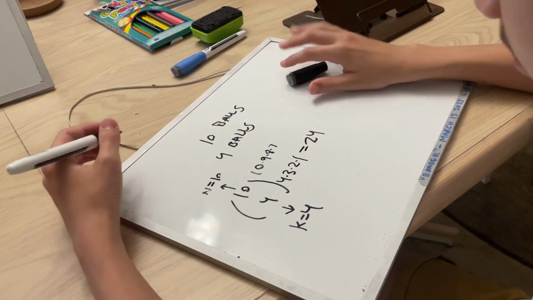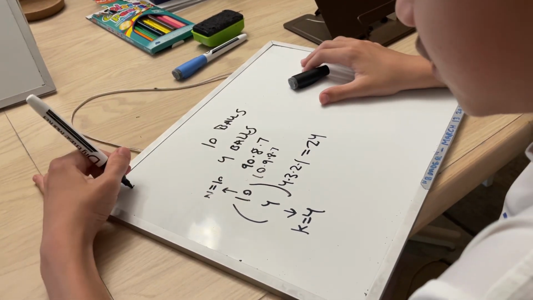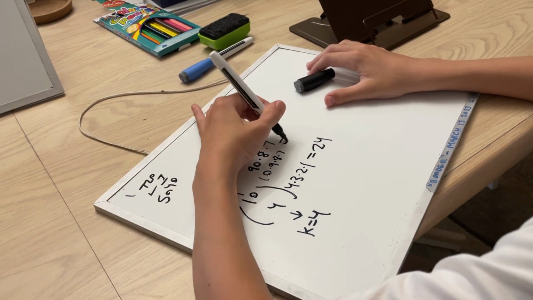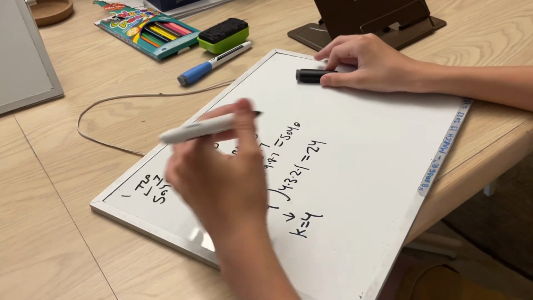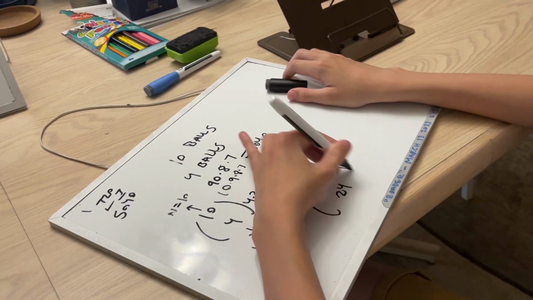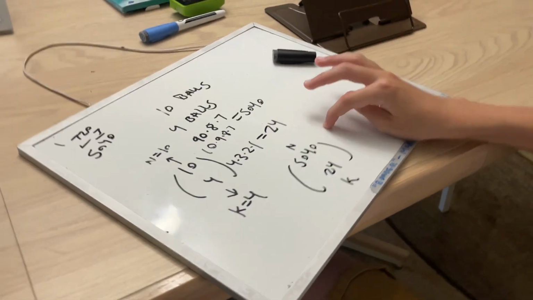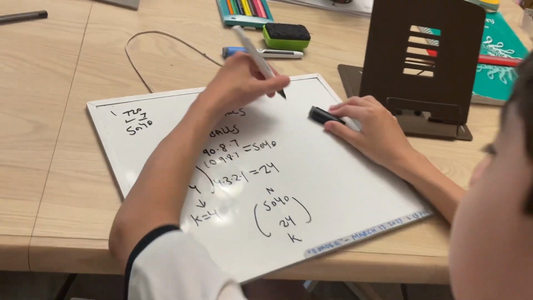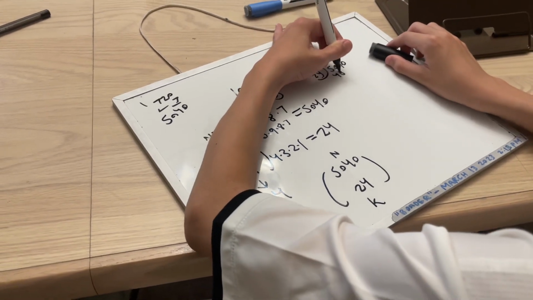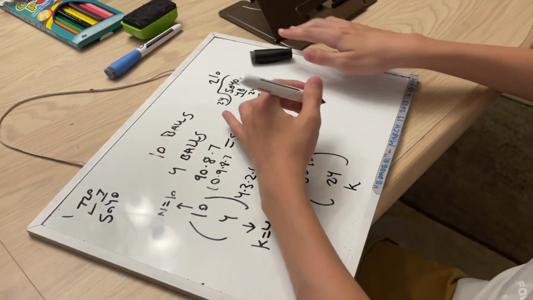The bottom equals 24. On top, 10 times 9 times 8 is 720. Then we multiply that by 7, so the top is 5,040. Now what you have is 5,040 and 24. Next, you would do 5,040 divided by 24. So we can run that out here. And that gives you 210.